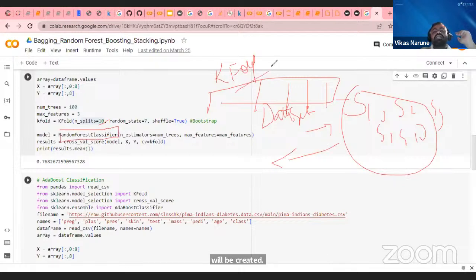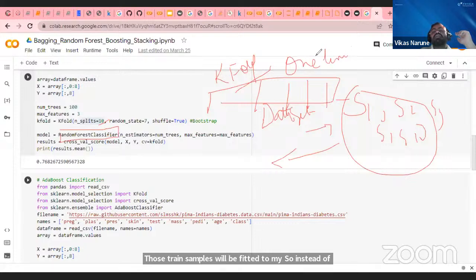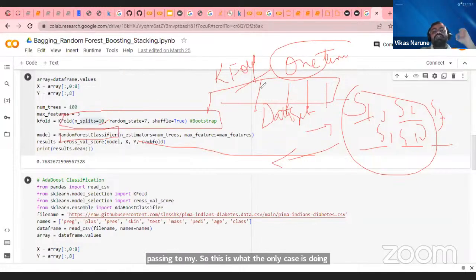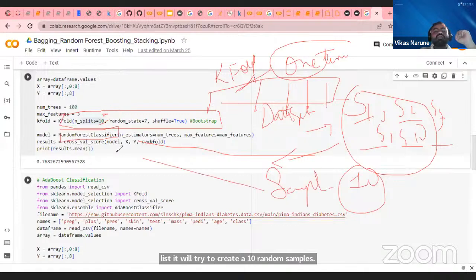So instead of taking my entire data set at one time, I am trying to take different random samples, and I am passing those samples to my algorithm. So this is the only thing k-fold is doing, guys. Don't worry, nothing else it is doing. It is just trying to split my data. If it says 10 split, it will create 10 random samples out of my entire data set, and those will be fed to my model. Okay, that's the only difference out here.